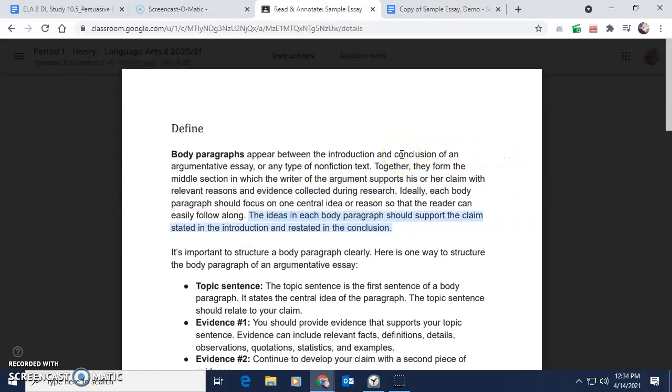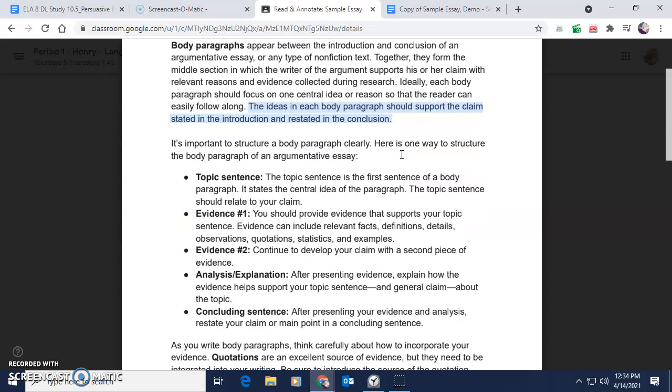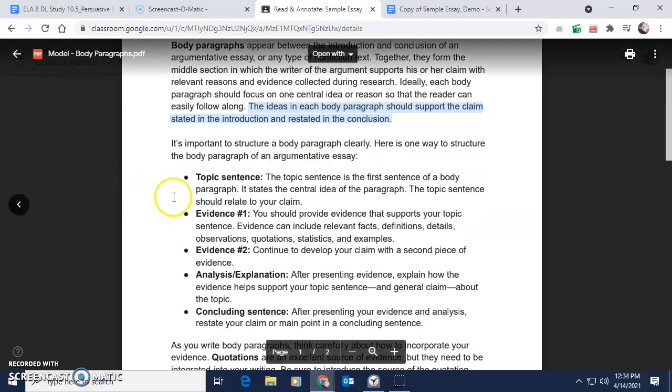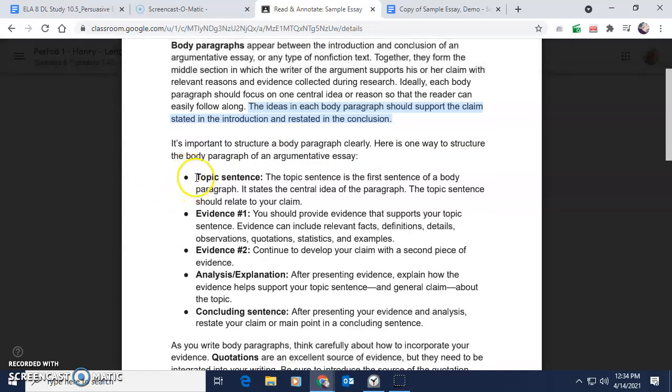It's important to structure a body paragraph clearly. Here's one way to structure the body paragraph in an argumentative essay. So StudySync, you'll notice, is suggesting that you would go topic, evidence, evidence, analysis, concluding, which is the same thing as closing. As we've noted in the video earlier in class, the format that he was suggesting in the video and the format I'm going to tell you, it's the same thing you've been doing in argument essays. And he said it in the video earlier in class. You shouldn't ever have an evidence without explaining it, giving analysis.